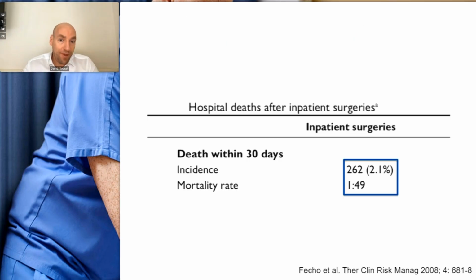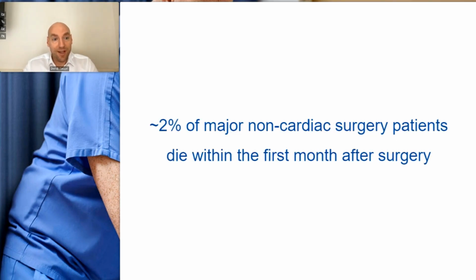And this is not a European problem. The same is true in the United States. These are data from the United States. Again, the postoperative mortality rate within a month after surgery is around 2%. And so we can say that in Europe and in the United States, about 2% of major non-cardiac surgery patients die within the first months after surgery.